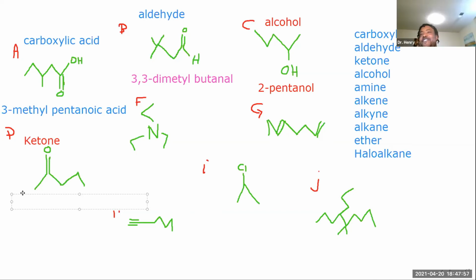Okay. So how am I going to name my ketone? 1, 2, 3, 4, 5. Pentanone. So pentanone. And somebody said 2-pentanone. Yeah, 2.